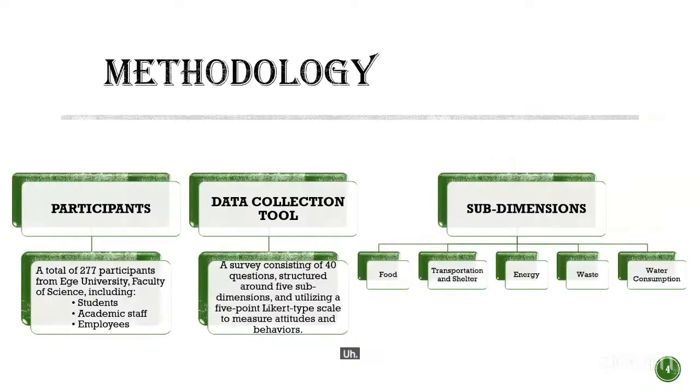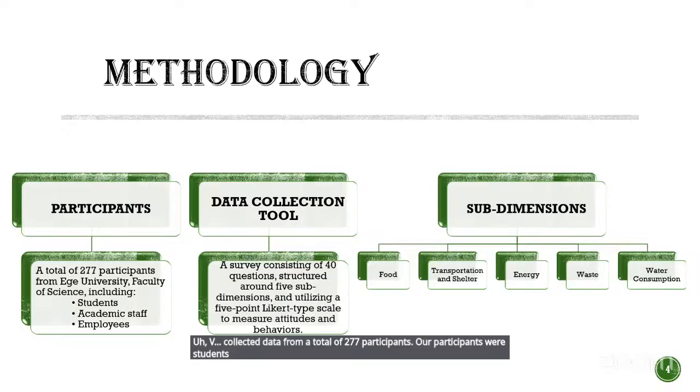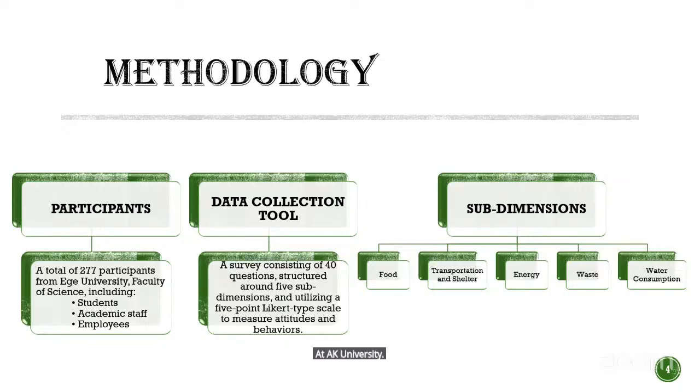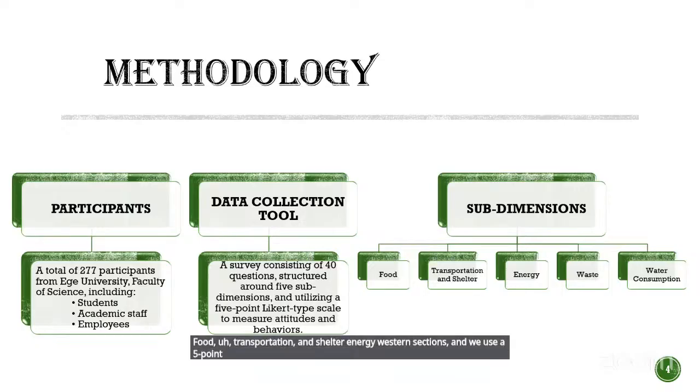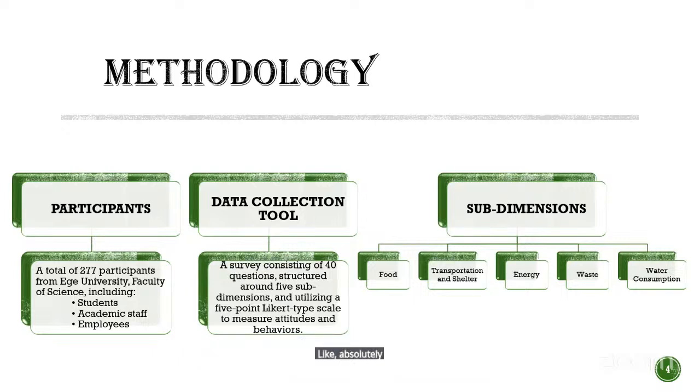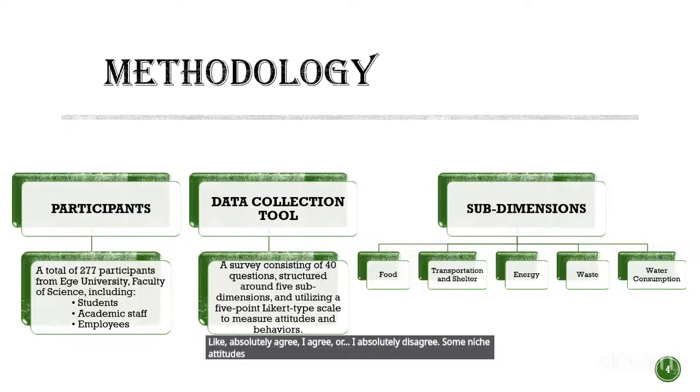We collected data from a total of 277 participants. Our participants were students, academic staff, and employees of the Faculty of Science at Ege University. The survey we used had 40 questions under 5 sub-dimensions: food, transportation and shelter, energy, waste, and water consumption. We used a 5-point Likert scale, like absolutely agree, agree, or absolutely disagree, to measure attitudes and behaviors.